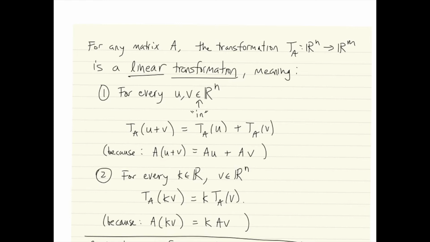And the second property in the definition of a linear transformation is that for every scalar or number k, and for every vector v, the transformation applied to that scalar times v is equal to k times the transformation applied to v. And why is this true in this particular case of the linear transformation associated to a matrix? Well, A times the scalar times v, kv, is equal to k times Av. Again, this is a fact of matrix multiplication that we can check fairly easily. But right now, we don't need to worry too much about it. We'll see a little bit more about linear transformations throughout the course.